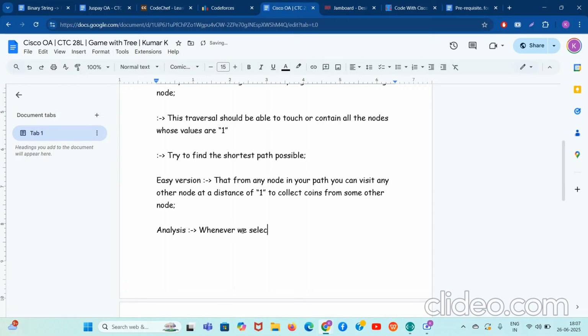Whenever we select a proper subtree of the original tree, subtree means not the standard rooted subtree definition. Okay, subtree means any part of the tree. Whenever we select a proper subtree of the original tree, answer is nothing but what? Answer is 2 into the total number of edges, 2 into total number of edges in that subtree.